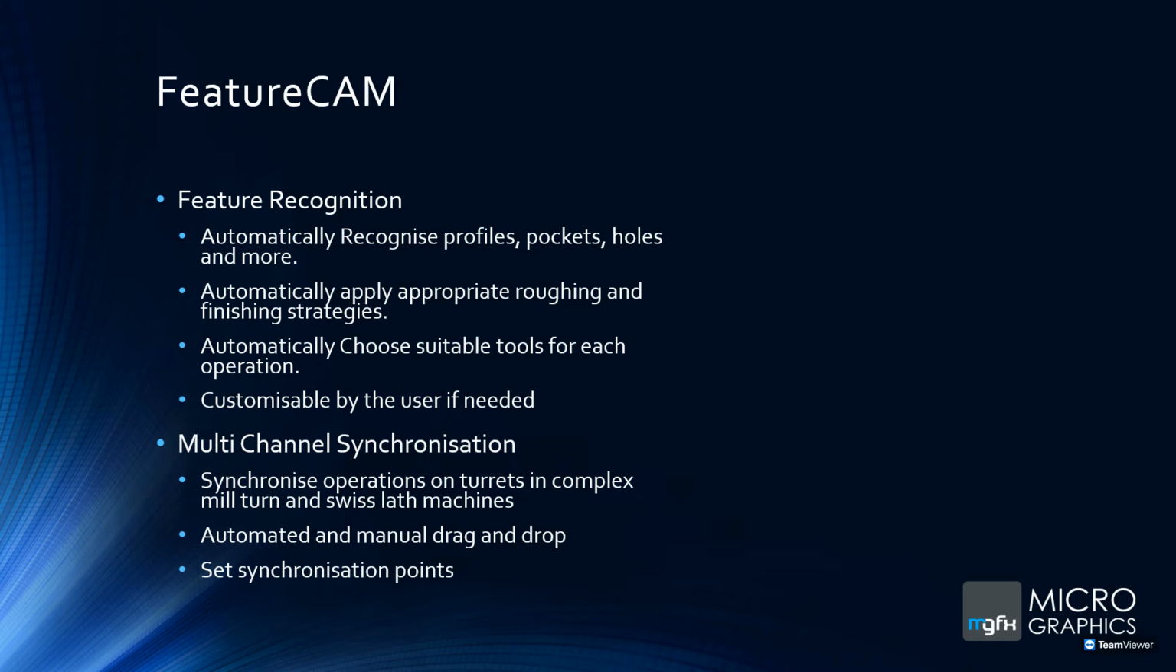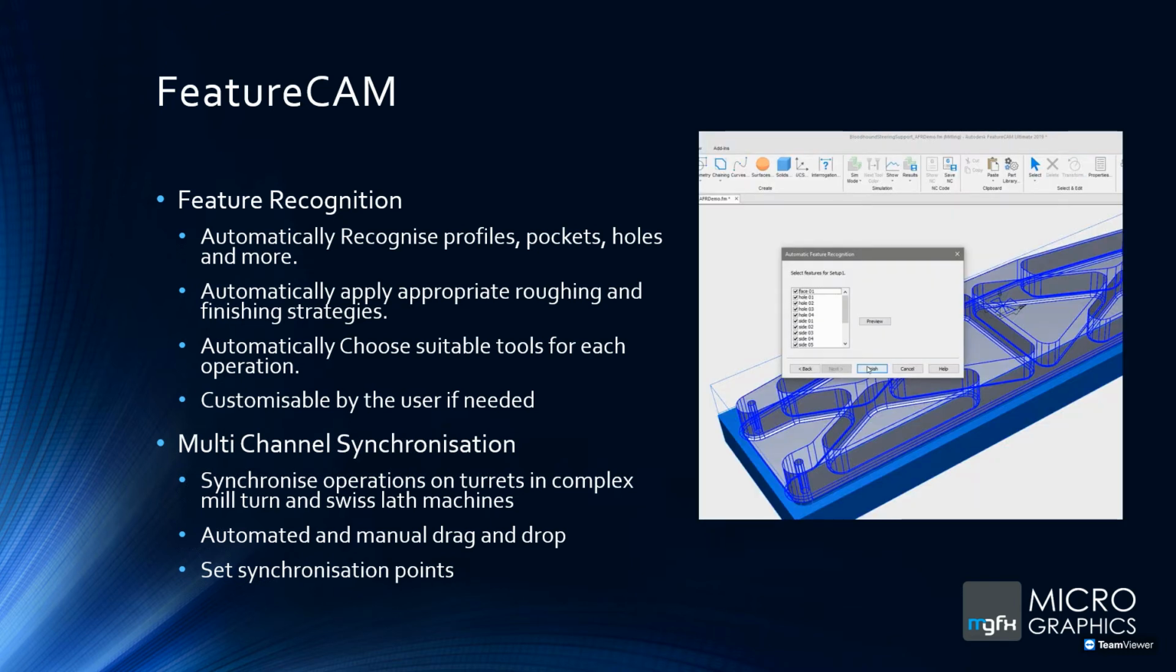So starting with the biggest time savers within FeatureCAM is the feature recognition option. And as the name implies, FeatureCAM has that feature recognition. It allows you to import your model and step through a wizard. This wizard automatically recognizes features on the imported geometry. The software then automatically applies the appropriate machining strategies for both roughing and finishing the features.